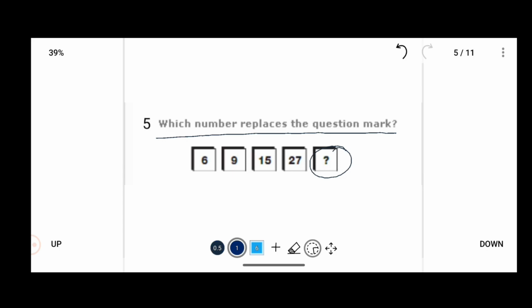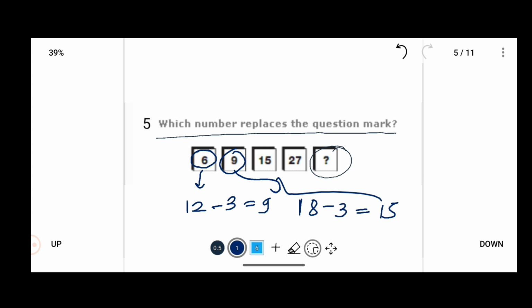What you have to do is that you have to first, okay, let's take a look at 6. You have to double the 6. So what will it become? 12. Then subtract 3 from it. The answer will be what? 9. Okay, similarly do this thing with 9. We have to double the 9. So it will become what? 18, and then subtract 3 from it. So it will become 15. So that is here 15.